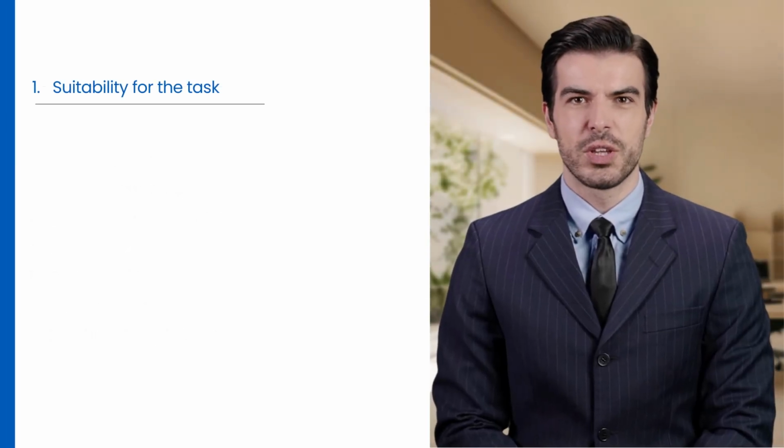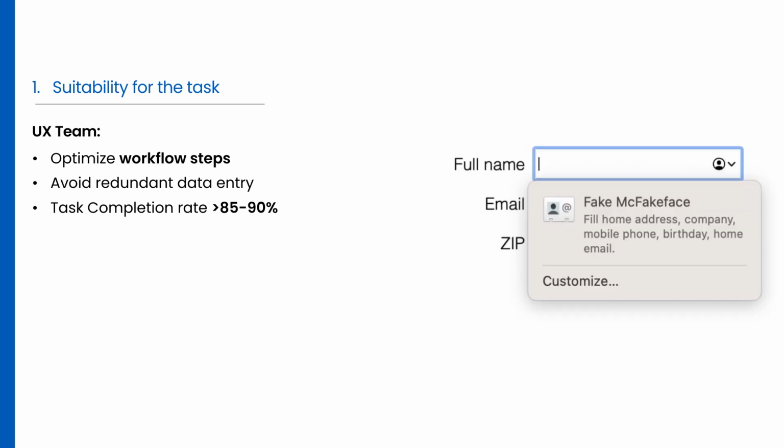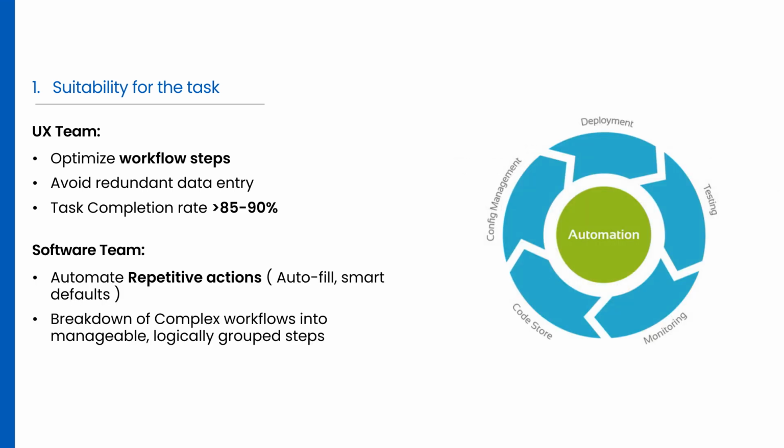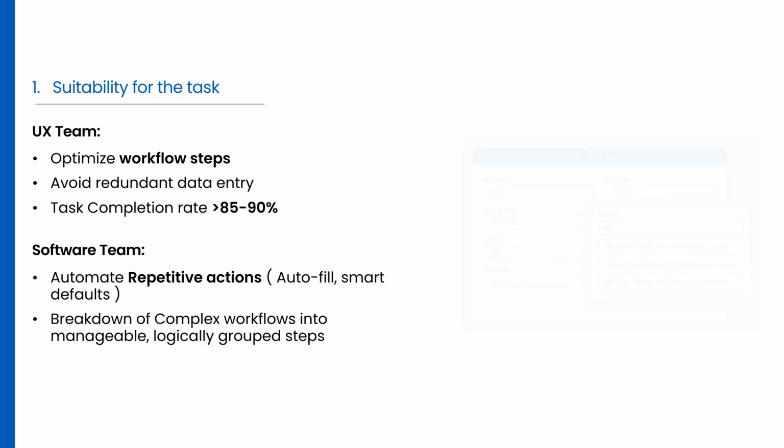Suitability for the task must ensure that users can complete their goals efficiently without unnecessary effort. The UX team must design the system to support task completion without unnecessary steps. Workflow steps must be minimized, and redundant data entry must be avoided to reduce user effort. Task completion rate must target 85 to 90% during usability validation. The software team must automate repetitive actions such as autofill and smart defaults to improve efficiency. System response time must remain within 2 to 3 seconds. Complex workflows must be structured into manageable and logically grouped steps to ensure smooth task execution.